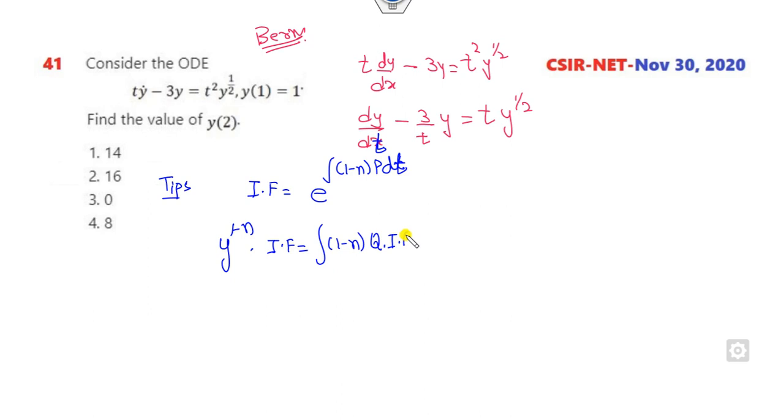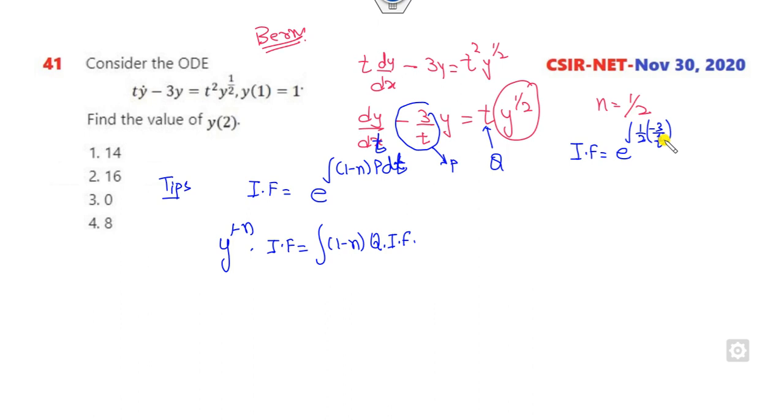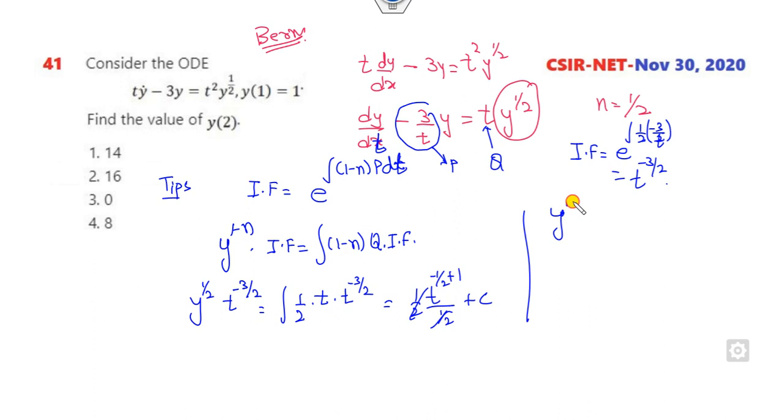So what is n? Here n is half, this is q, this is p. Firstly, what is the integrating factor? It is the exponent of 1 minus half times minus 3 by t. So t raised to the power minus 3 by 2 is the integrating factor. So y to the half, with integrating factor t raised to the power minus 3 by 2, equals the integral of (1 minus half) q times the integrating factor. It is t raised to the power minus half plus 1 over minus half plus 1, plus c. So the answer is y to the half over t raised to the power 3 by 2 equals t raised to the power 1 by 2 plus c.